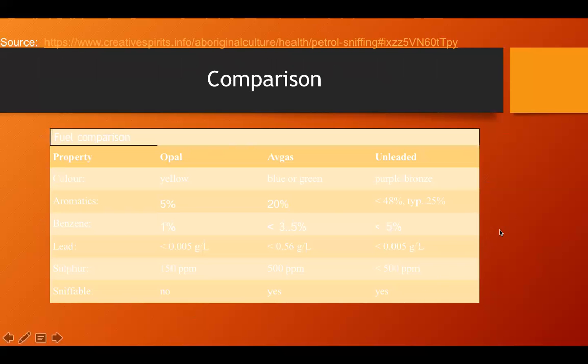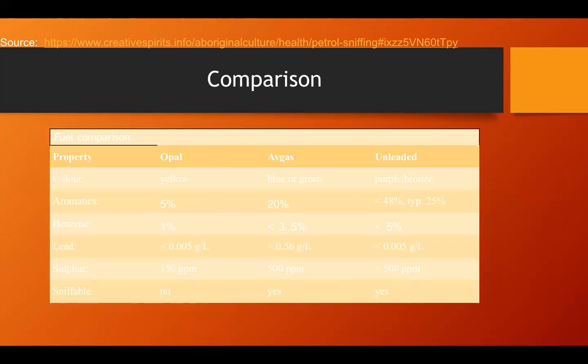So guys, this is just a little table that I found, and obviously my source is up the top here. This is just to give you guys a rough understanding of why Opal fuel is different to other fuels, okay? If we have a look at the top, it says properties. So it goes Opal, Avgas, unleaded. The color of Opal fuel is actually yellow, whereas your unleaded fuel is kind of like a purple or a bronze. Aromatics, which is actually the smell and the fumes that get people high, is 5%.